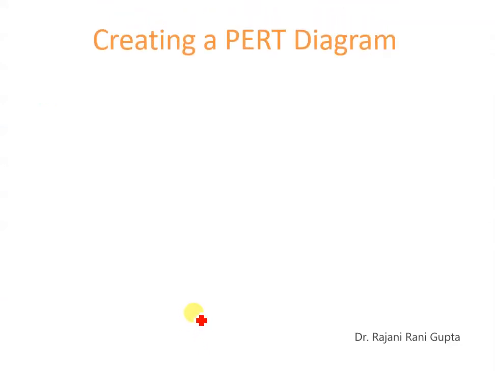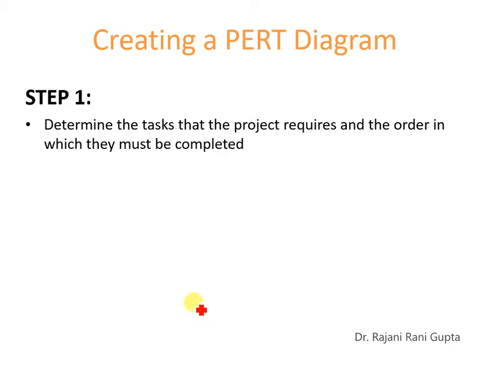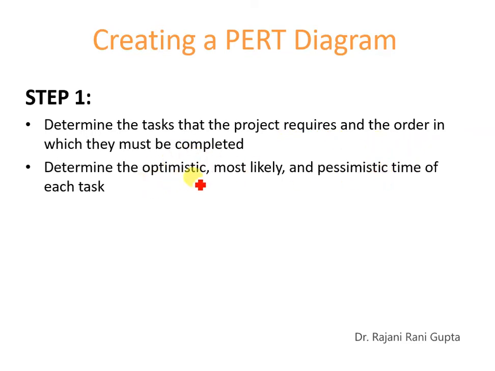Now, when we create a PERT diagram, what are the steps that we have to follow? First, we have to determine the tasks that the project requires and the order in which the tasks should be completed. This is a must. If you are not aware of this, then you are not able to start creating the PERT diagram. Then, determine the optimistic, most likely and pessimistic time for each task. This should be available to you.